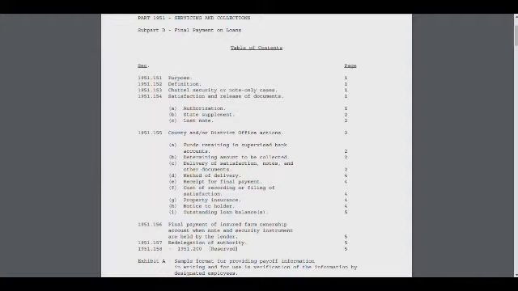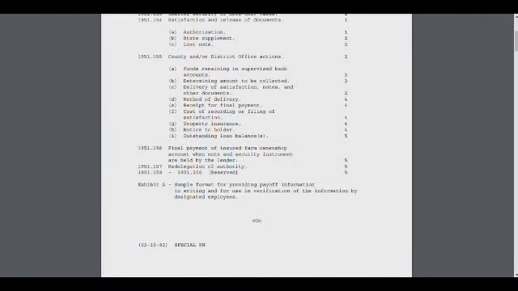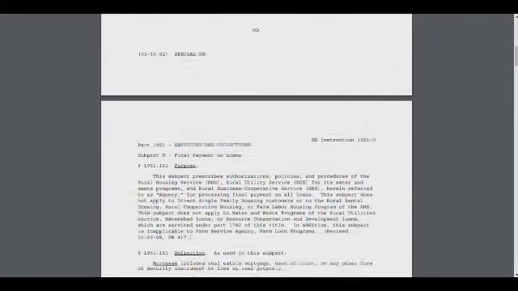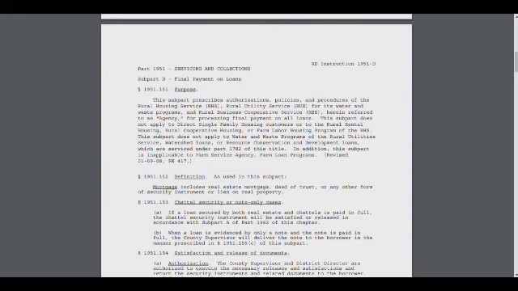Redelegation of authority. 1951.200 reserved. Exhibit A, sample format for providing payoff information in writing and for use in verification of the information by designated employees. Special PN. Part 1951, Servicing and Collections. RD Instructions 1951-D, Subpart D, Final Payment on Loans.